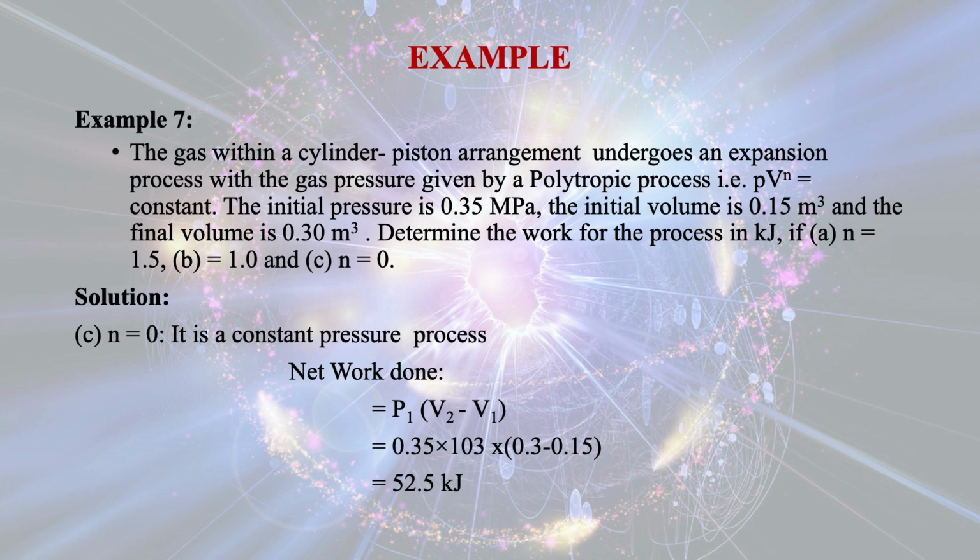For the third part, when n is equal to 0, PV to the power n, with n equal to 0, is equal to constant. If you put n is equal to 0, that means P is constant. It is nothing but constant pressure process. For the constant pressure process, we know the net work done is equal to P1 within bracket V2 minus V1. V1 is known, V2 is known, P1 is known. So you put the values of P1, V1 and V2 and get the answers for net work done, that comes out to be 52.5 kilojoule.